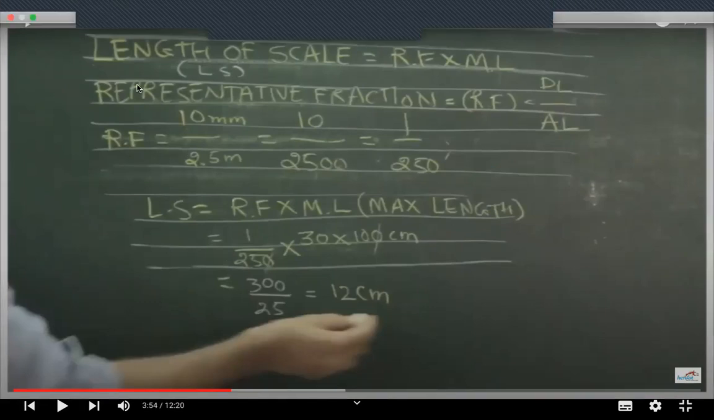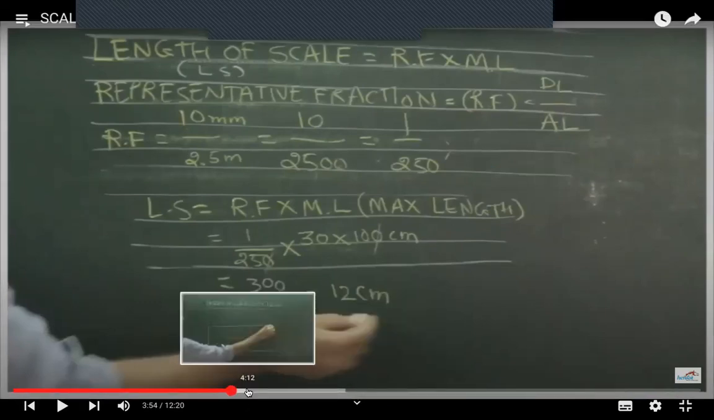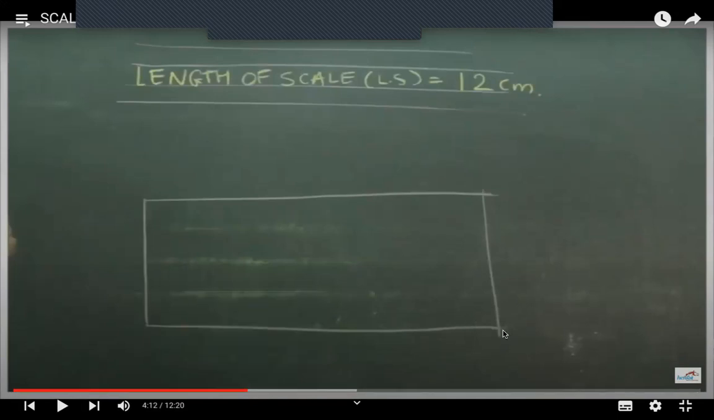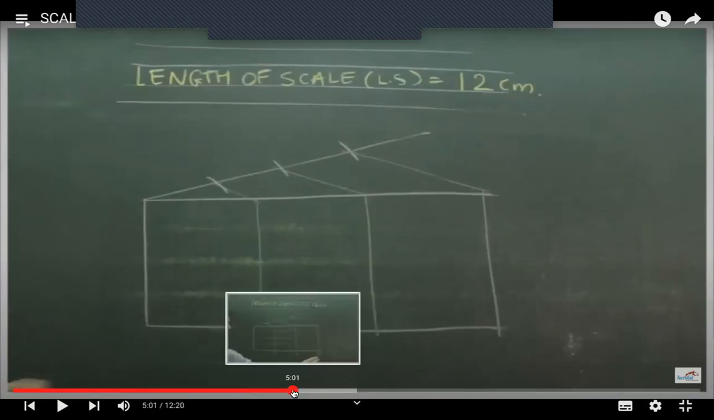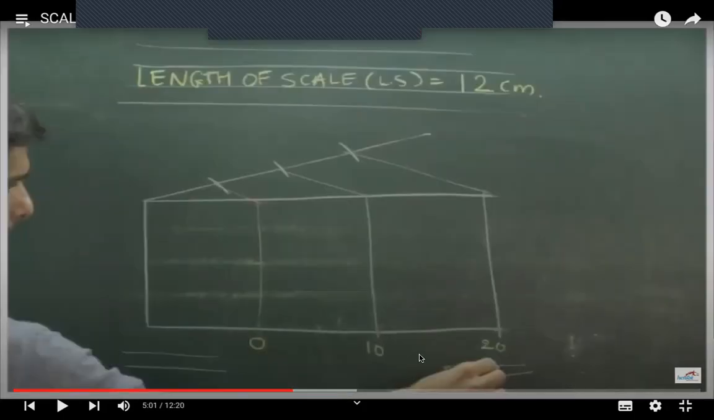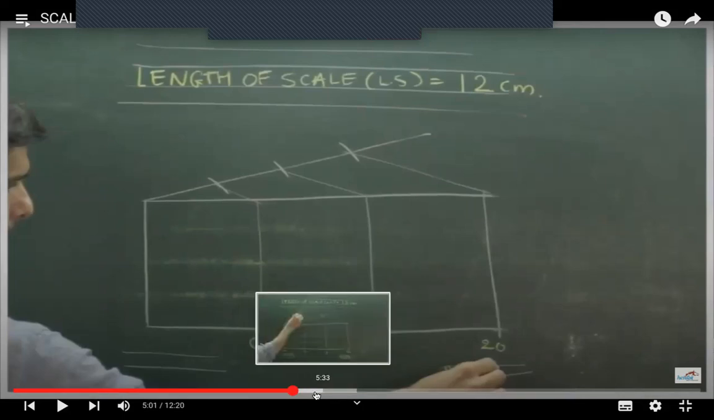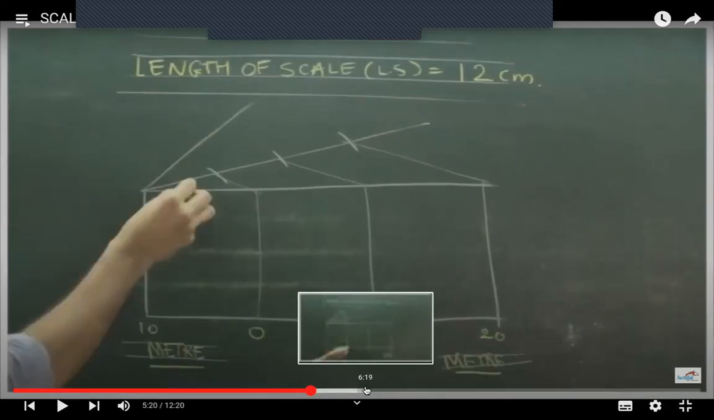I'll skip, like now we know that this is 12 centimeters. So what I need to do, I need to draw a 12 centimeter long line and I have to take height 5 centimeter. Now I'll divide this into how many parts? I'll divide this into 3 parts, right? And I will write 0, 10, 20 because it is 30 meter, right? So both the sides it will be meter.